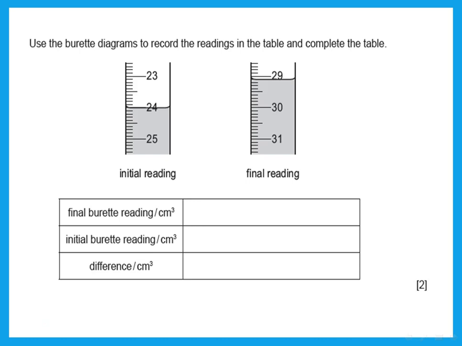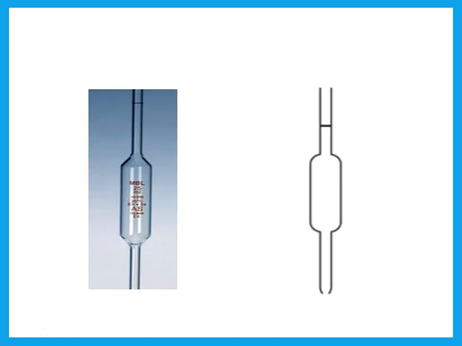Okay, use the burette readings to record readings in the table. So he gives you burette readings. In most cases, he will ask you to fill out the table. Please notice which one is final and which one is initial. This is a common mistake. The final is the one on the right. Remember that a burette is read from up to down, from the small number to the big number. So this is actually 29.1. The initial is 24.0. If he says the difference, then you just subtract.